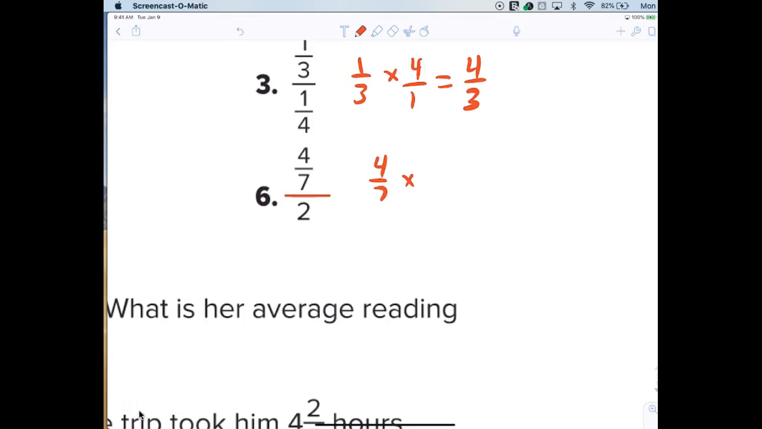You with me? Right? 4 over 7 times 1/2. Is everybody okay with that? And then? Yep. So final answer is? Yes, 2 over 7. Everybody good with that?